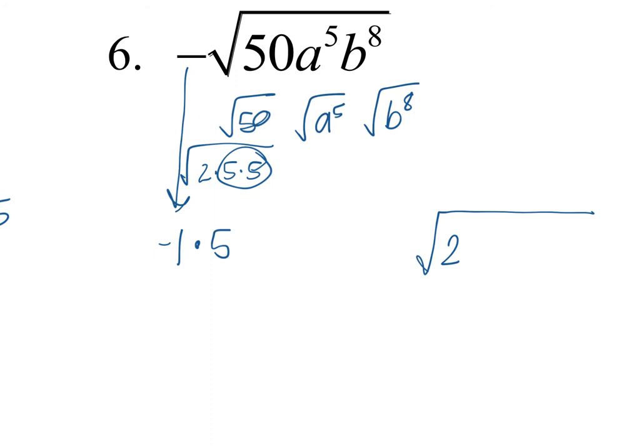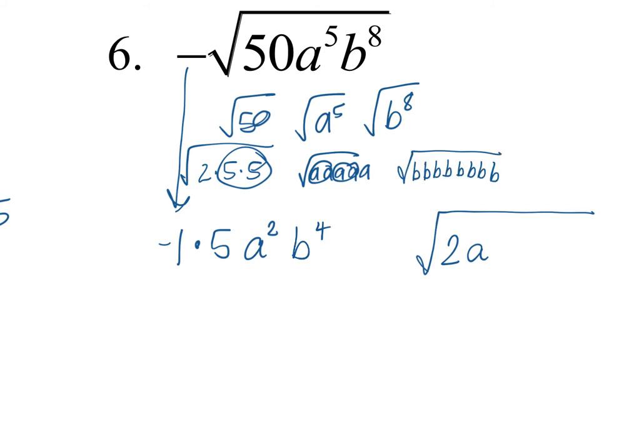And a to the 5th, we can again say that 2 goes into 5 twice, because 2 times 2 is 4, twice with 1 left over, and we may need to visualize that a 5 times. So 2 groups of 2, 1 left over. And b to the 8th, 2 goes into 8 4 times, and no more left over. And we can visualize that. If we draw 8 b's, there are 4 groups of 2.